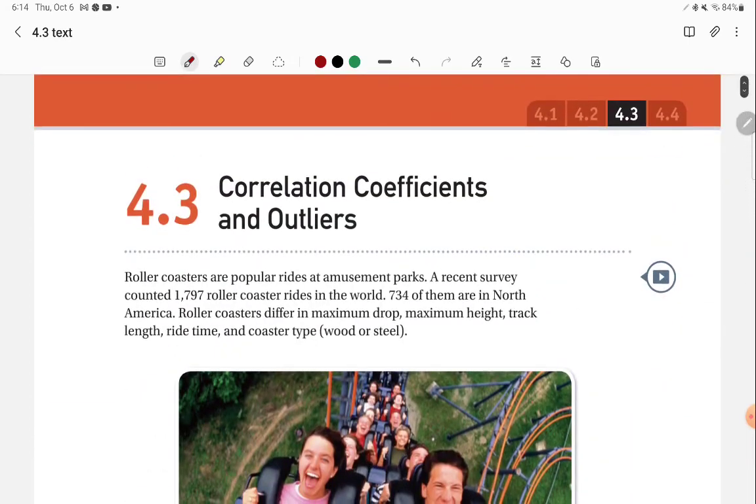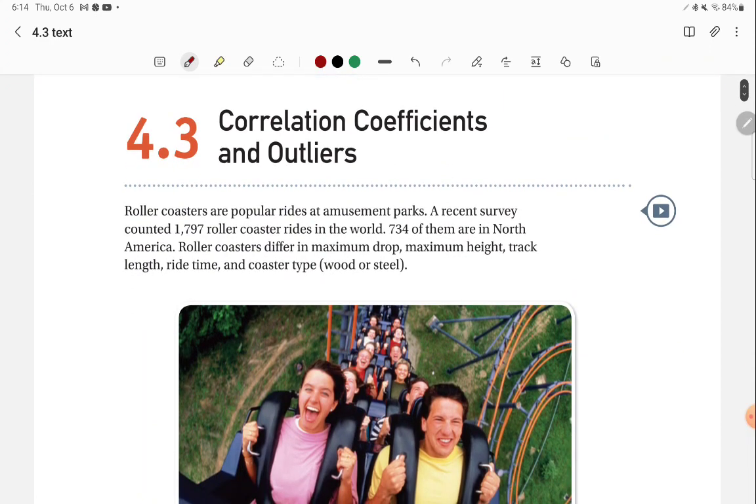Okay, that's all for these notes for 4.3 correlation coefficients and outliers.